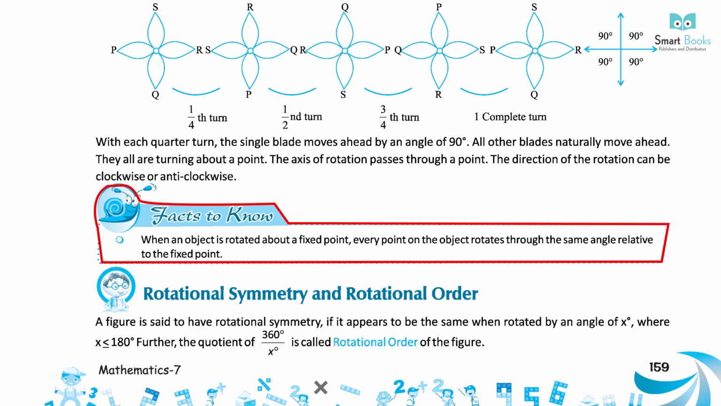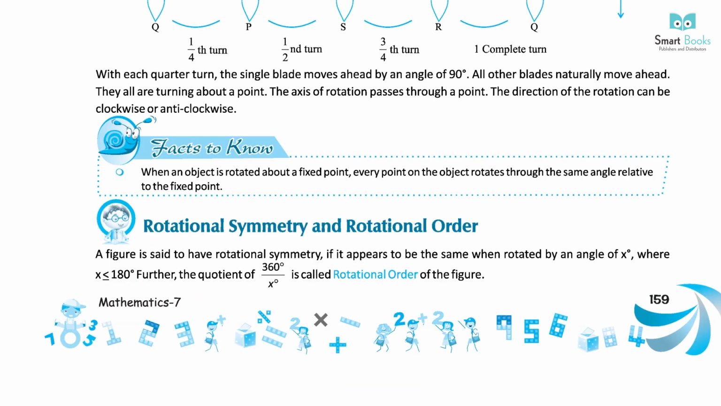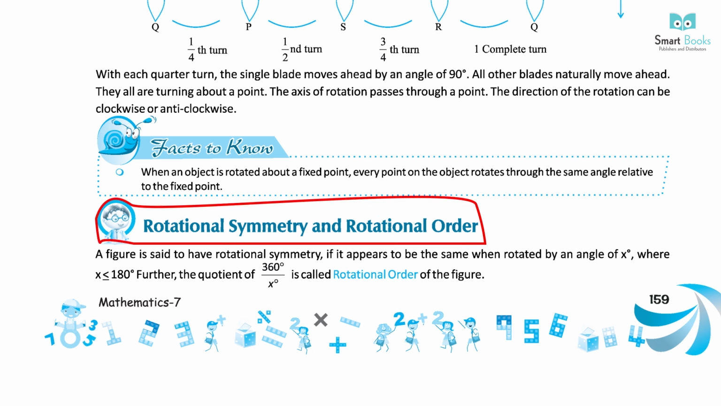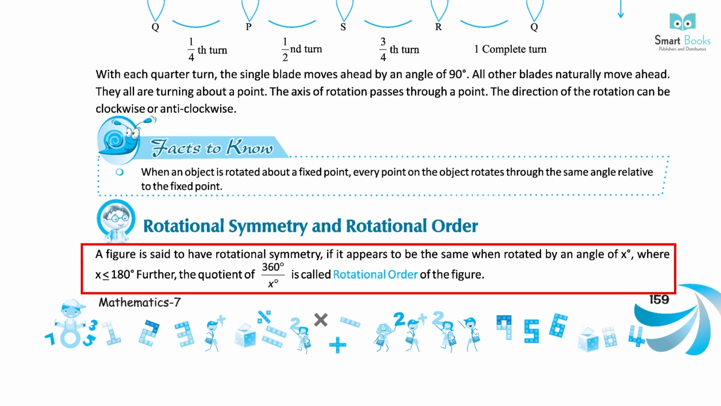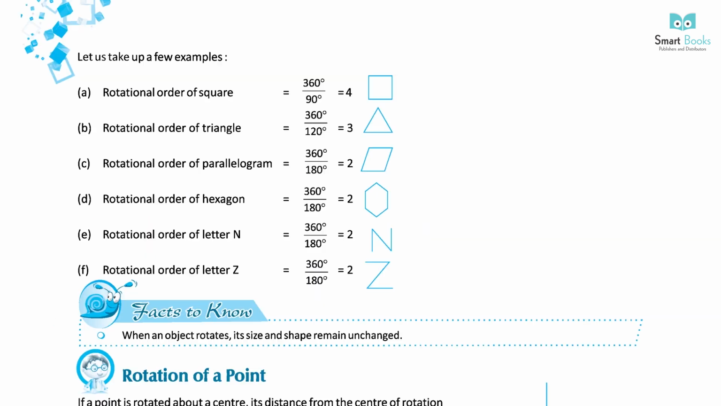Facts to know. When an object is rotated about a fixed point, every point on the object rotates through the same angle relative to the fixed point. Rotational symmetry and rotational order. A figure is said to have rotational symmetry if it appears to be the same when rotated by an angle of x degrees, where x is less than 360 degrees. Further, the quotient of 360 upon x degrees is called the rotational order of the figure.